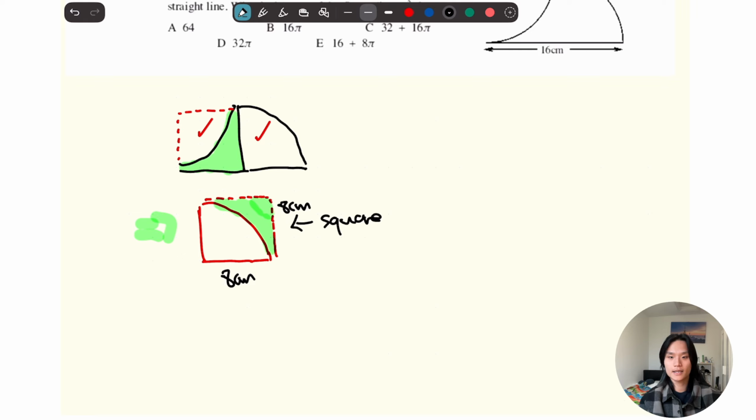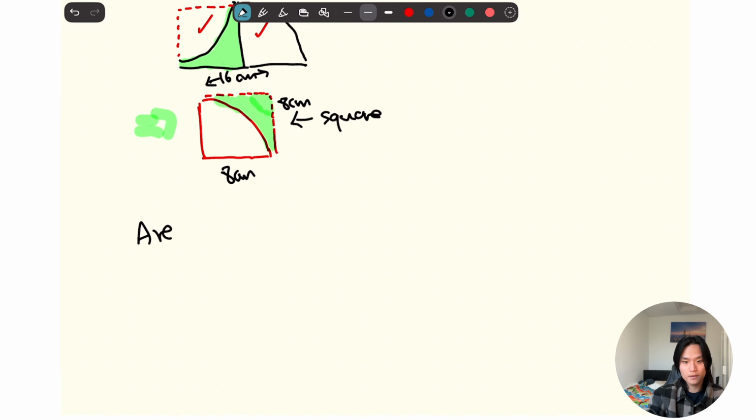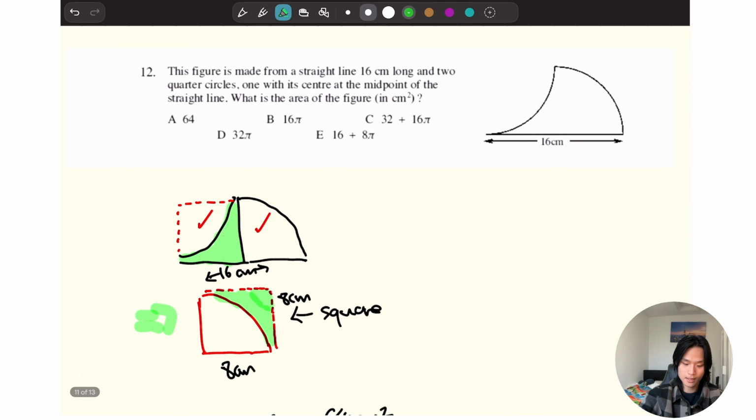Why do we know it's 8? Well, because we are given that the side length of the two quarter circles is 16 cm. So the base of the square must be 8. So what's the area of the square? Well, area is just 8 times 8 equals 64 cm squared. So the answer is 64. And that's our answer. How amazing.